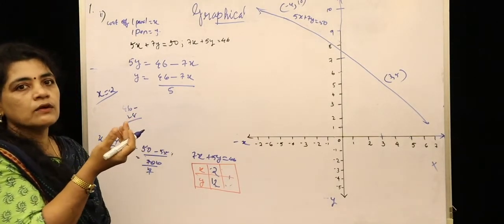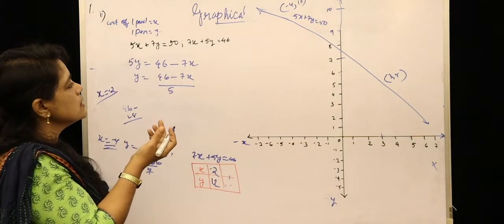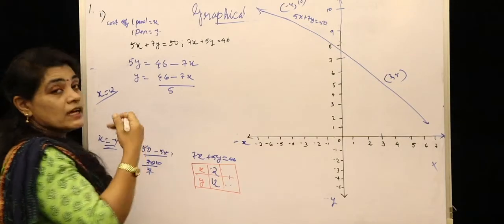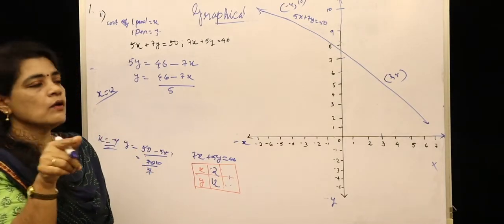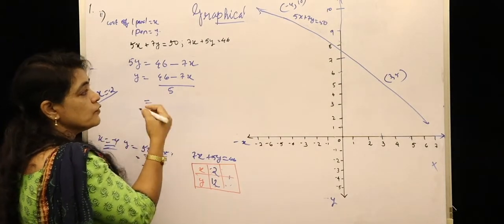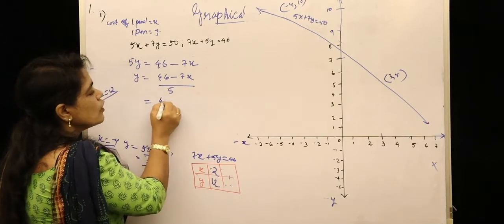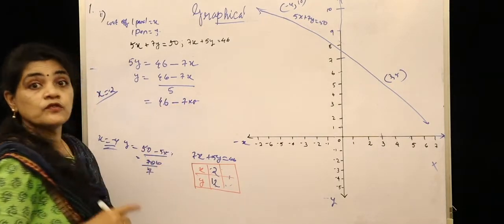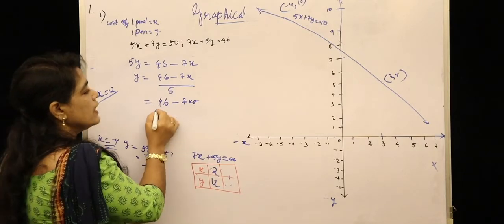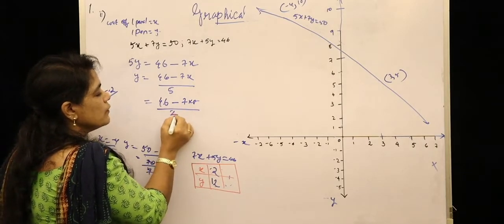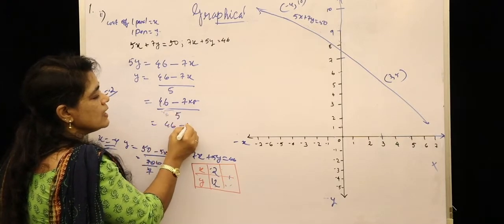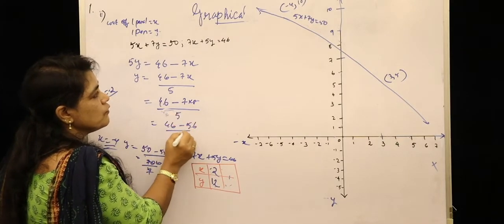Subtraction you will not get. The only condition is, if you are substituting x is equal to 8, what will you be getting? 46 minus 7 into 8, 56, divided by 5, in the denominator 5. So children, 46 minus 56 divided by 5.